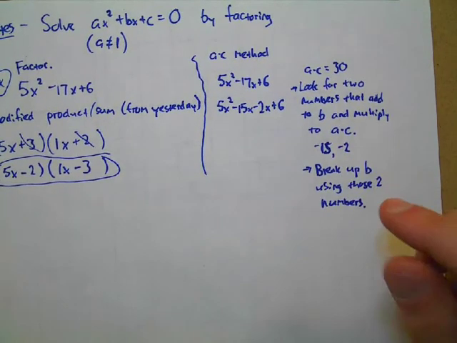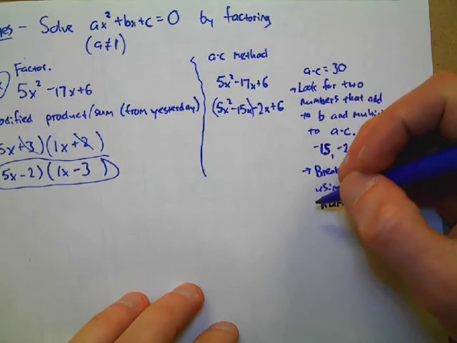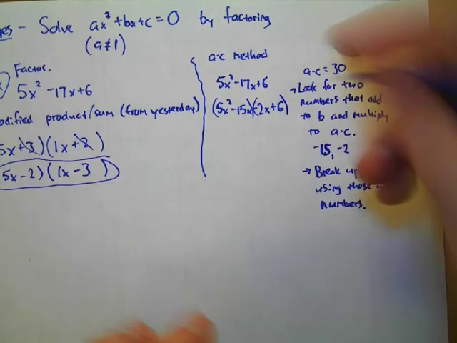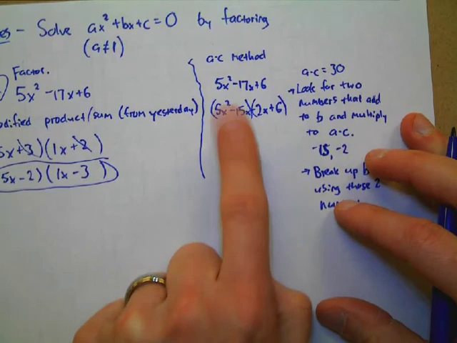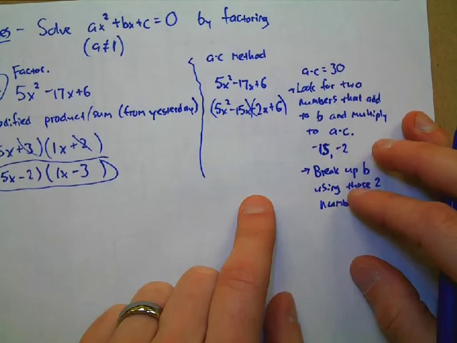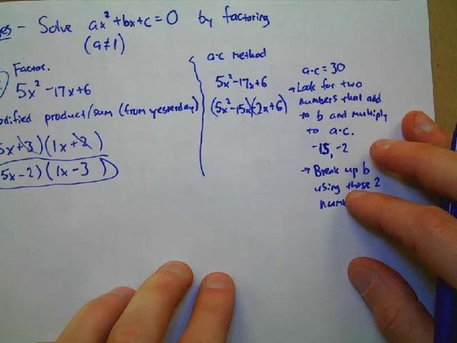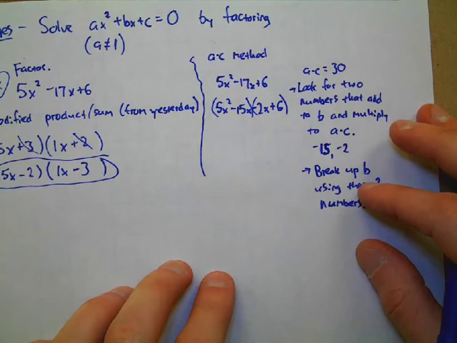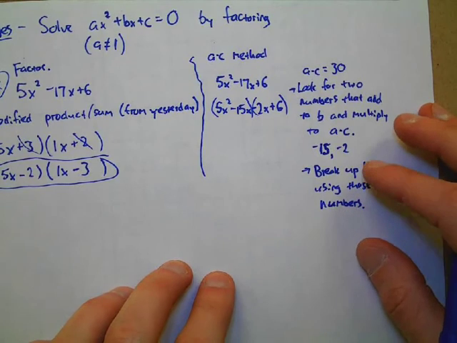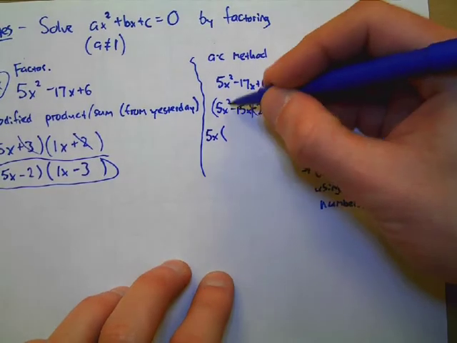Why break it up? Because now we create this situation like Maya had in the warm-up where we can group the first two and group the second two. From this first group, we can factor some stuff out, right? What's in common to these two terms in this first group? What can we divide out of both these terms? 5 and an x. Yeah, 5 and x. Okay? If I take a 5x out of 5x squared, what's left?